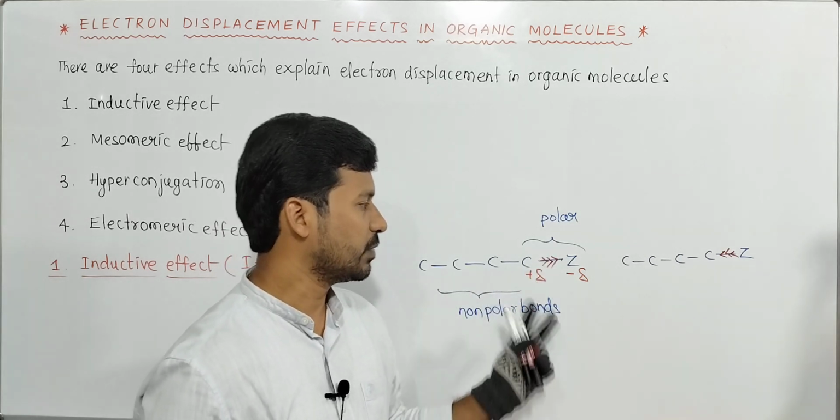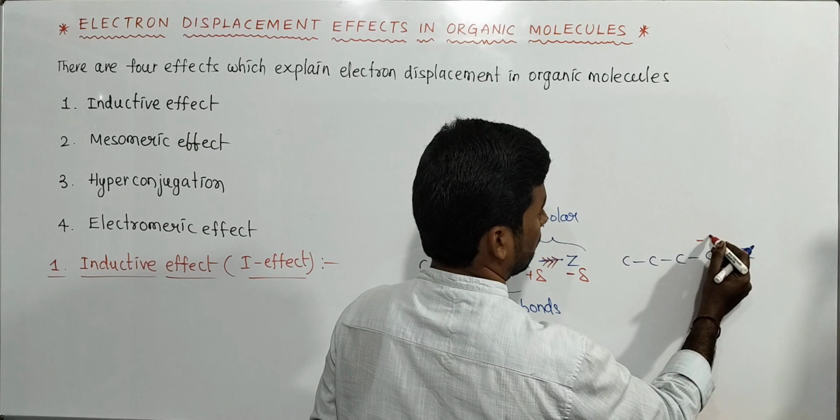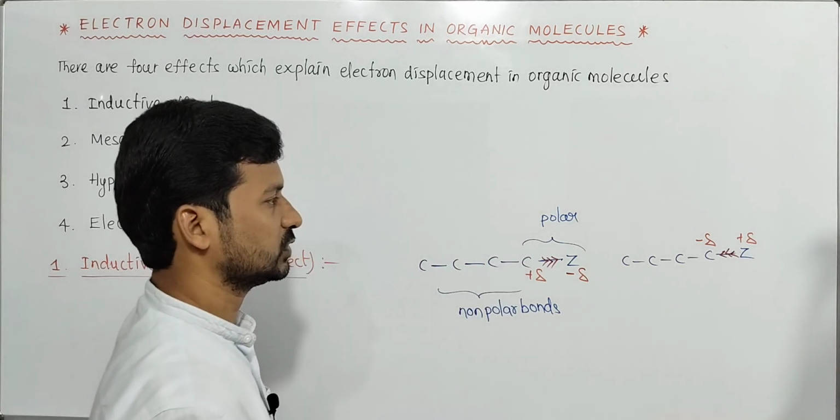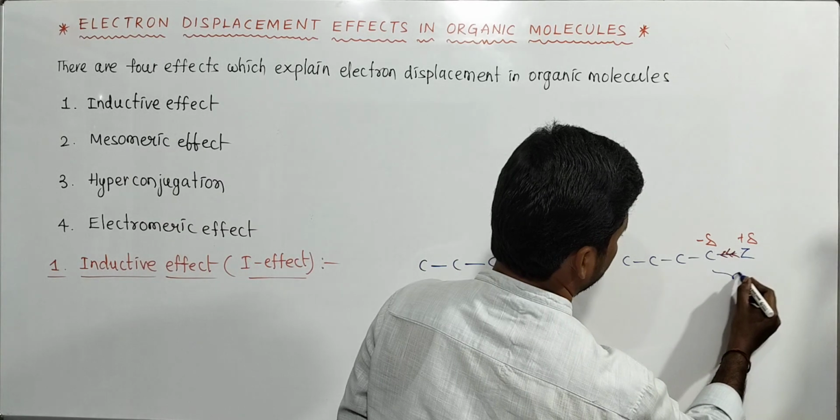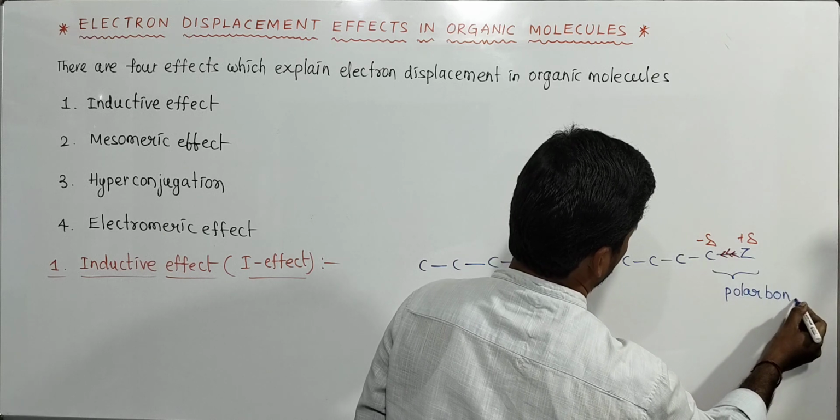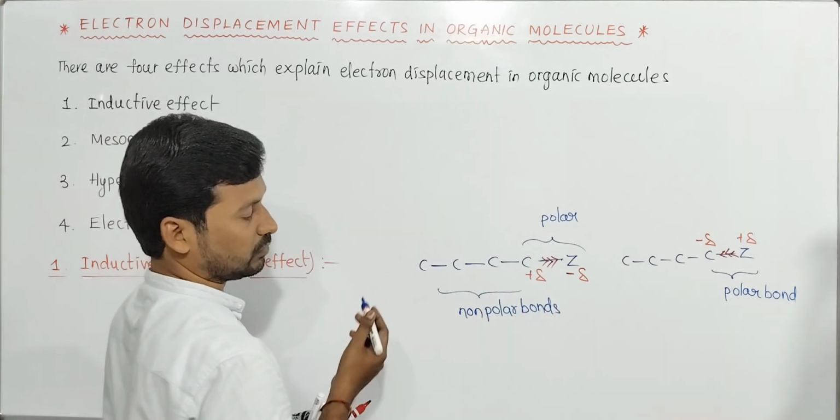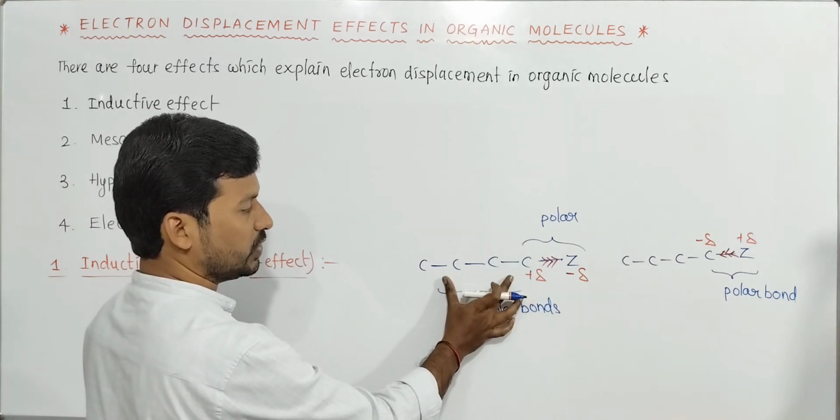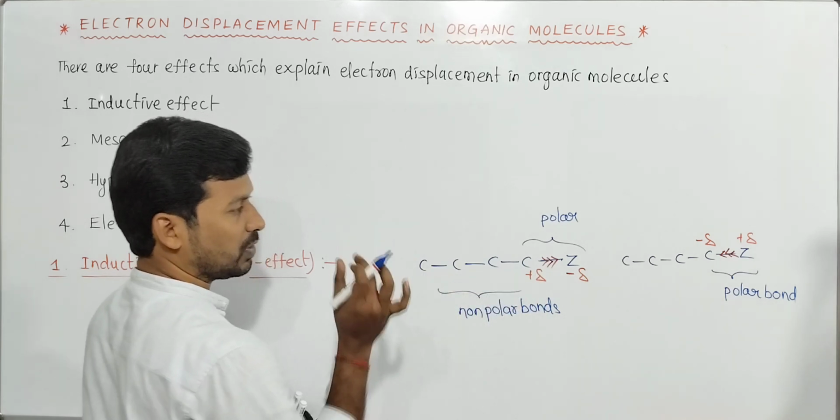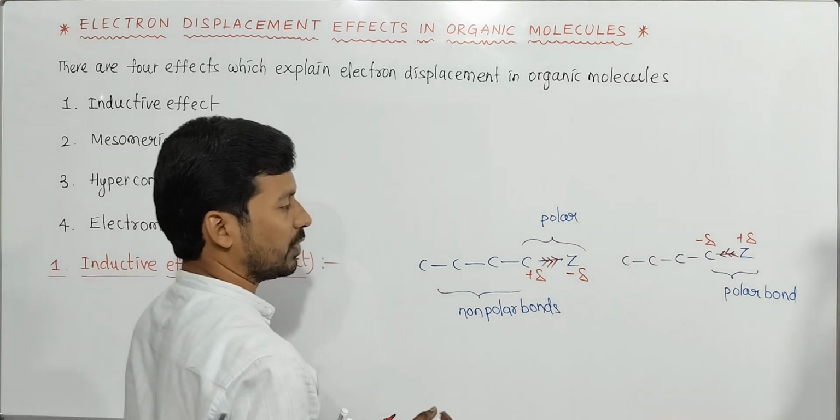So there is partial displacement of bond pair electron. Here electron shifts towards carbon, then carbon becomes partial negative and Z becomes partial positive. That's why this is also definitely a polar bond. Now what is inductive effect? This polar bond induces polarity in non-polar bonds.